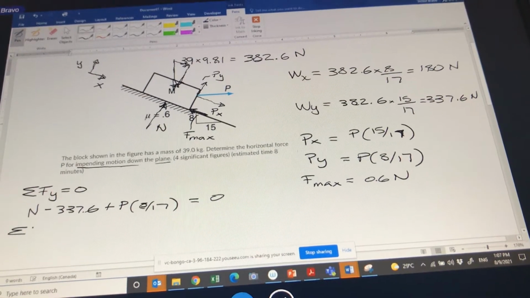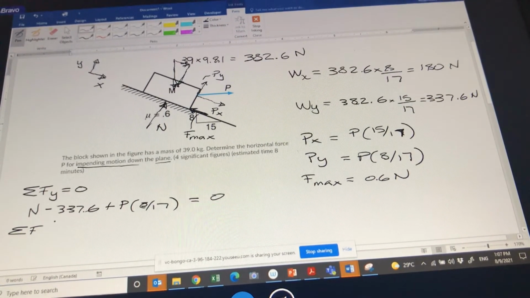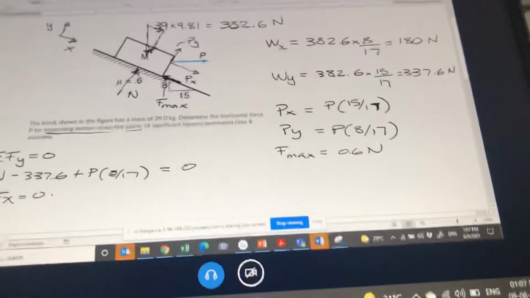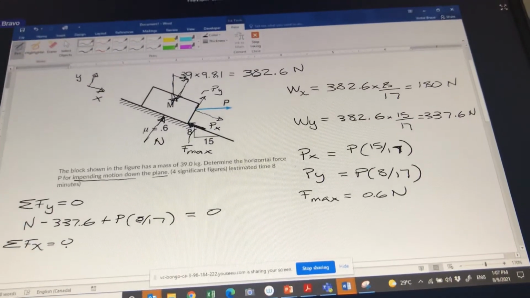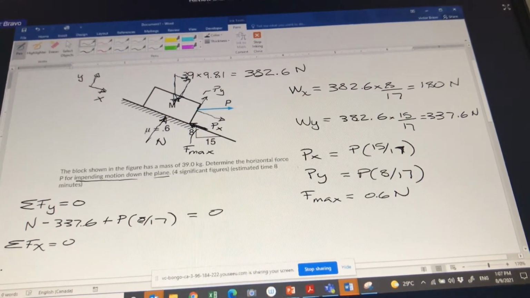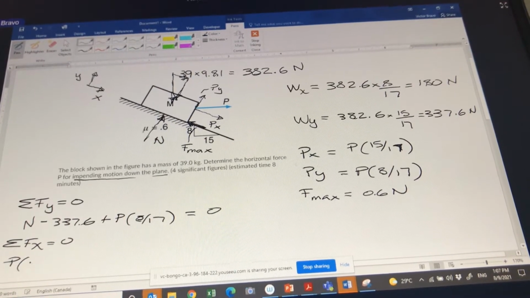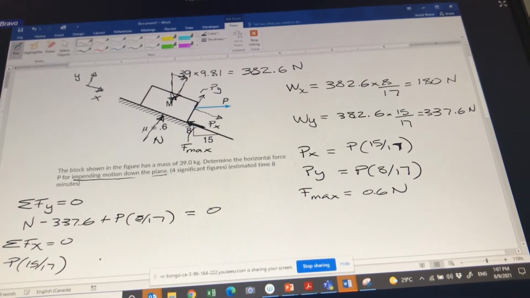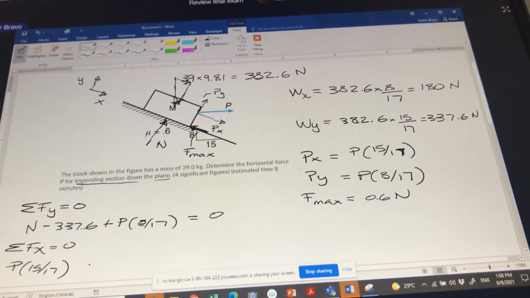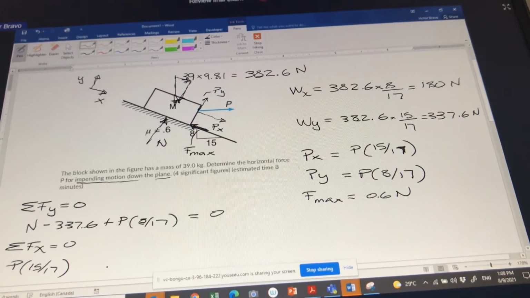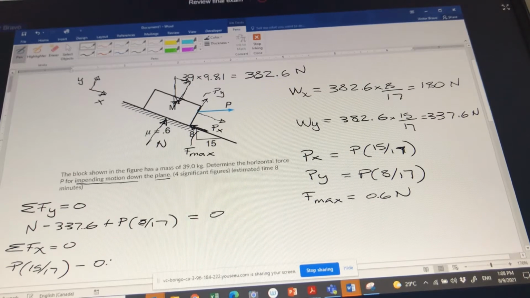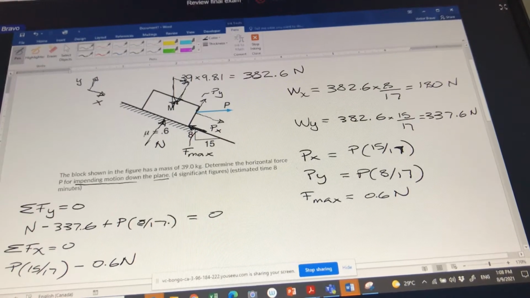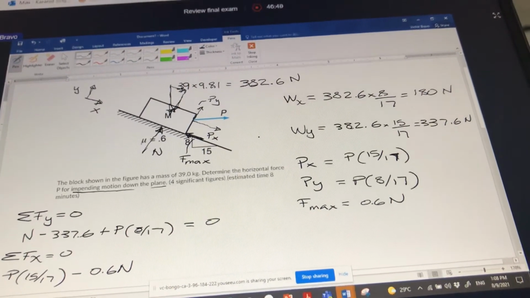If you do the sum of forces in x, then you will get the following. P times 15 divided by 17. You have the friction force, which is a negative force, and it's equal to 0.6 times N, right? So that's your friction force, which is actually in the negative direction.